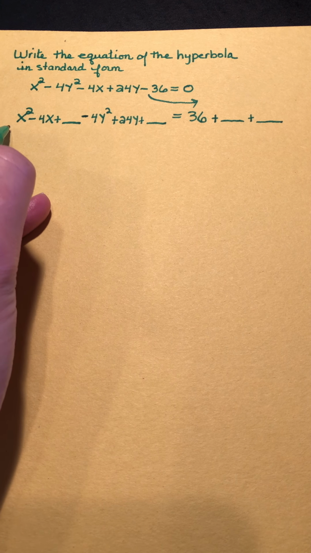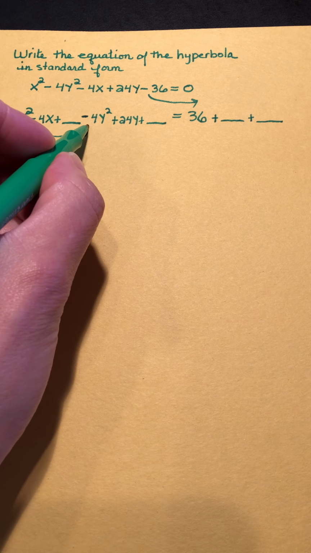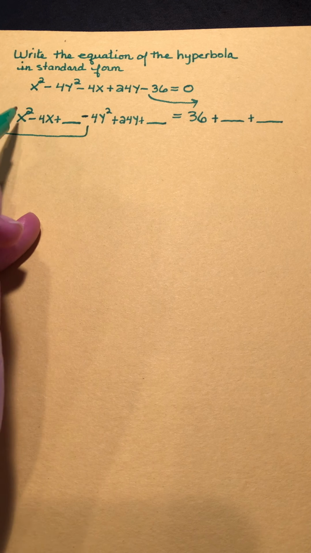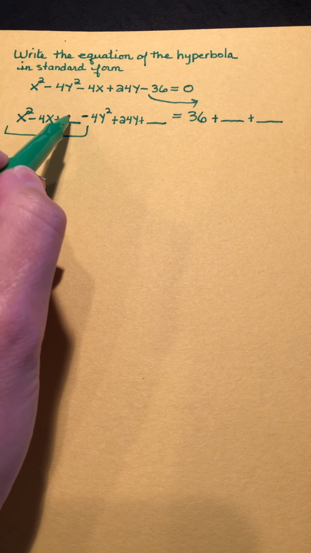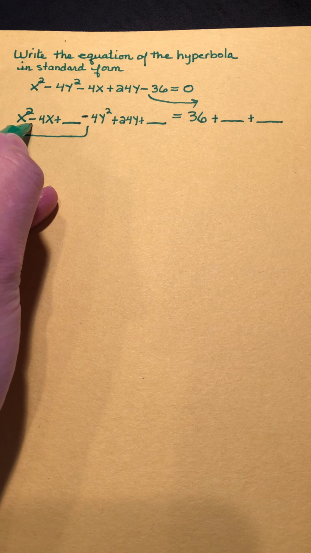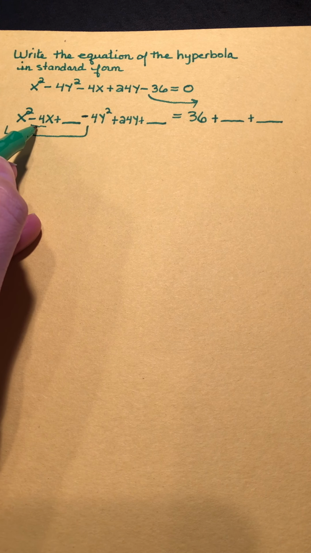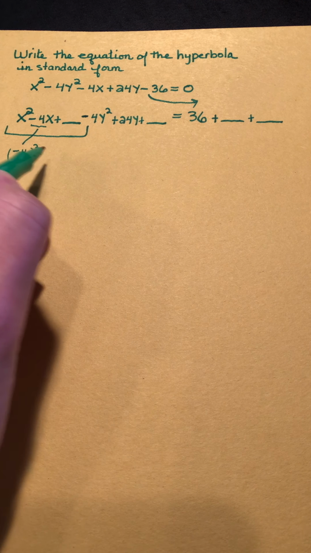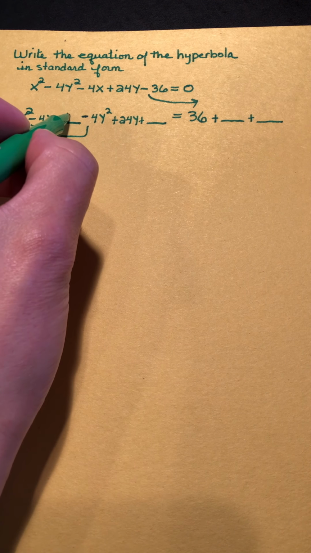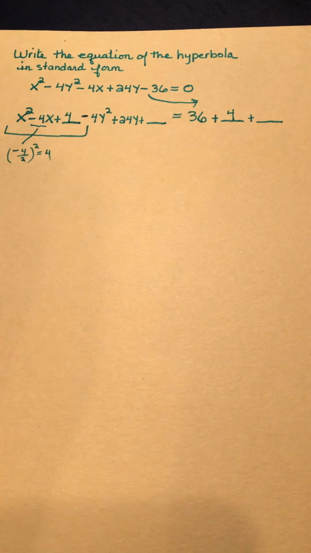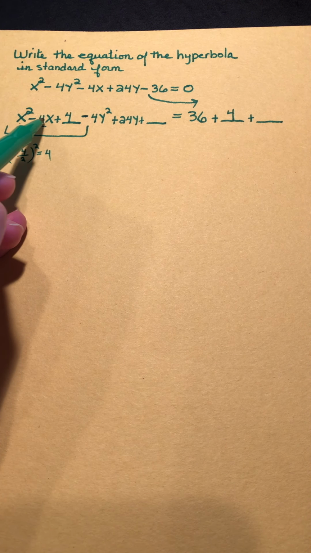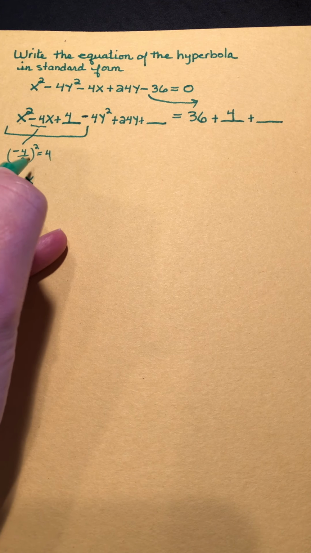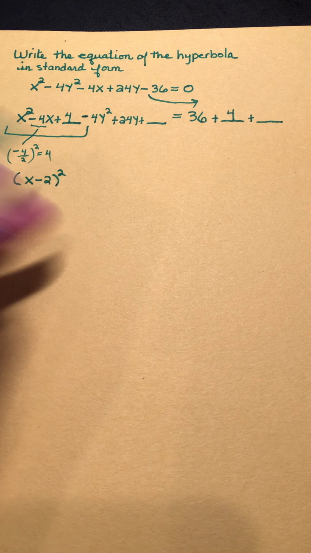Now, what I want to do is take this imaginary trinomial and put a number here that makes this trinomial able to be written as a binomial squared. So I take my coefficient in front of my linear term. I say, what's negative 4 divided by 2, squared? That's going to be 4. I'm going to add a 4 to the left and a 4 to the right. Now, how do I write x squared minus 4x plus 4 as a binomial squared? I'm going to write that as x minus 2 quantity squared.